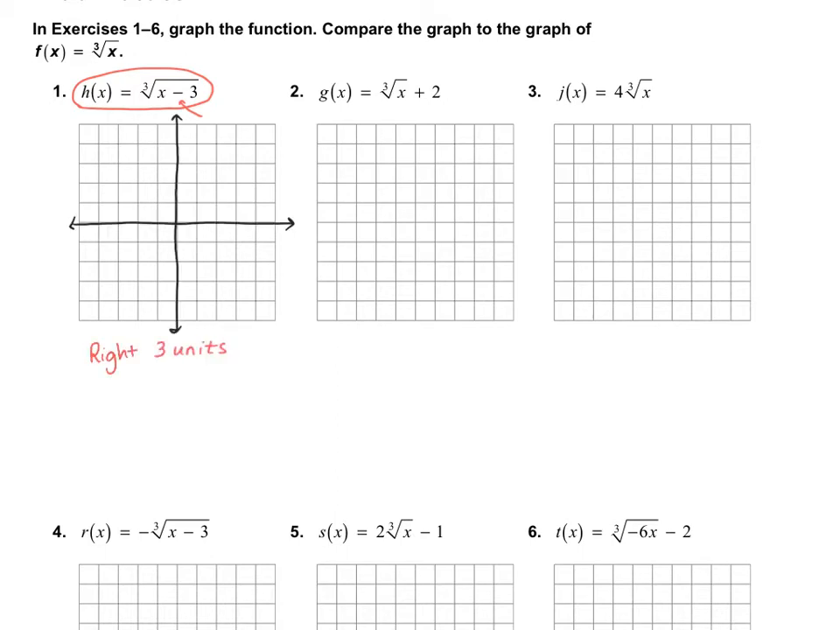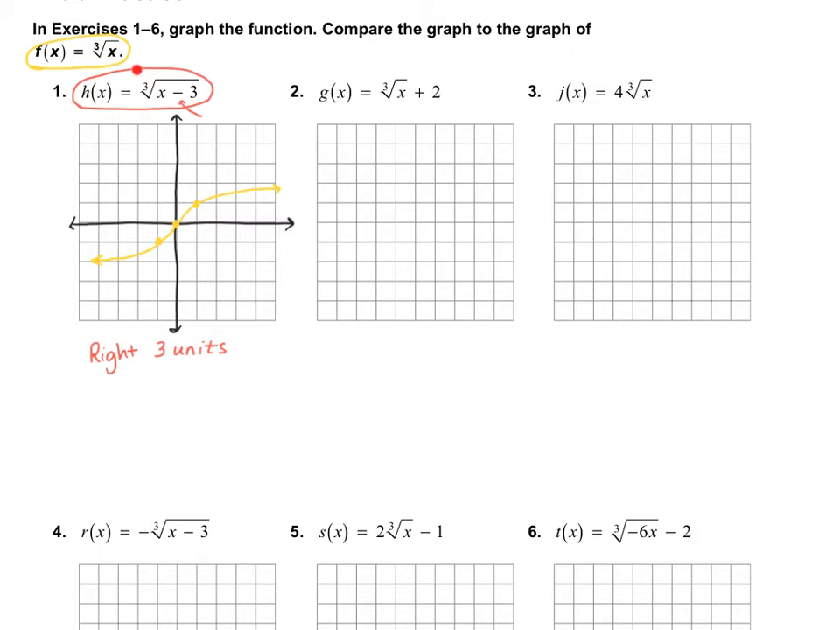So I'm going to start with my parent function of just plain old cube root of x. So that is going to cross at the origin. It's going to cross at (1, 1) and (-1, -1). And it's going to take on a shape that looks a bit like this, where it comes down and makes kind of this sideways S shape here.